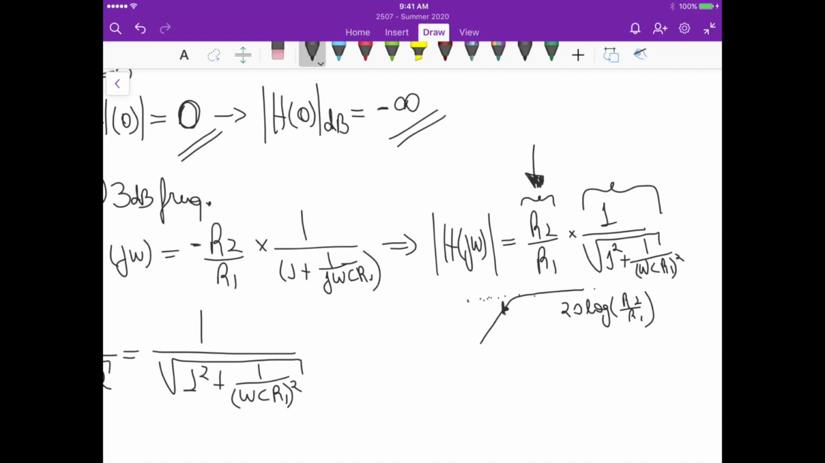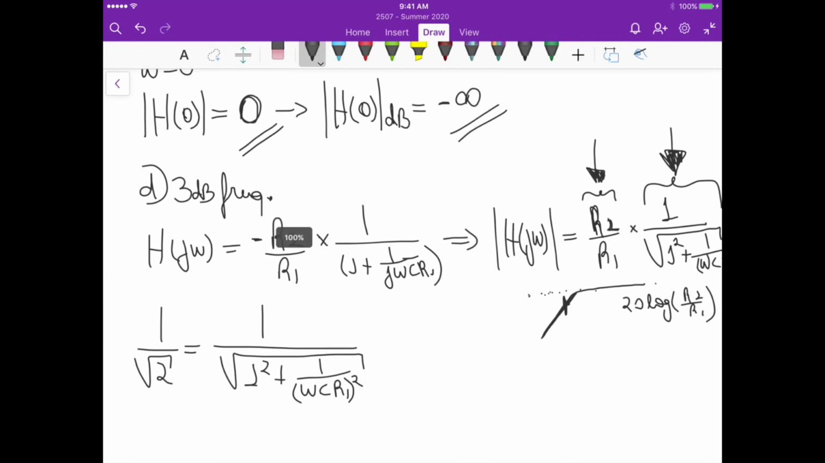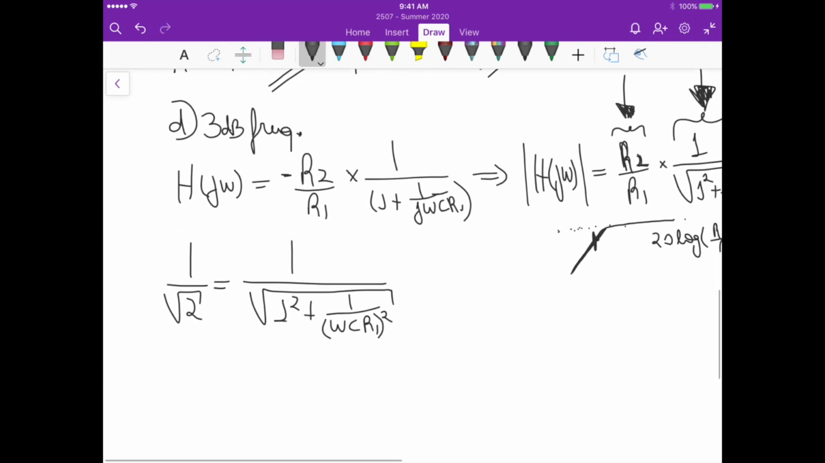And who decreases the gain? This term here. It influences the gain at low frequencies, right? Because if omega becomes very low, this term of 1 over omega C R will basically decrease our gain here, and then we are reaching this part here. So if we take this R2 over R1 and then multiply that by this term exactly at 1 over square root of 2, then we get the 3 dB frequency.